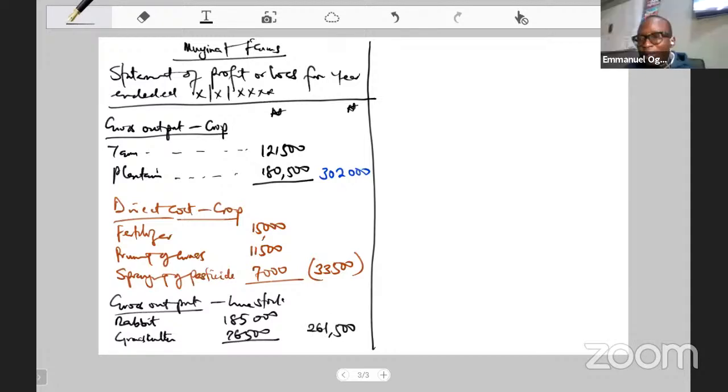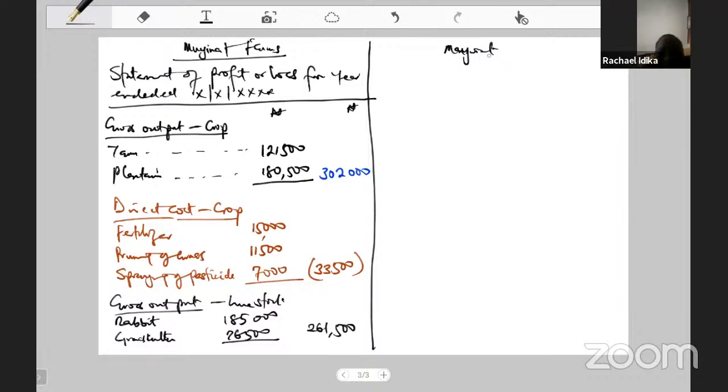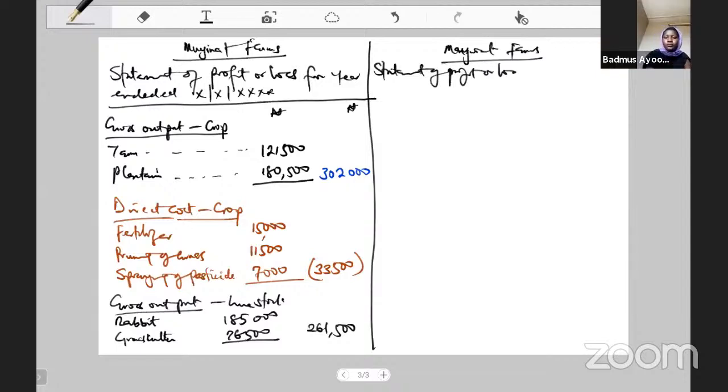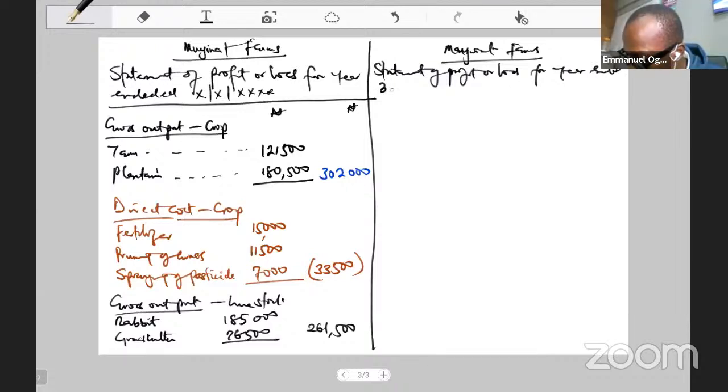So let's look at this. Let's assume this is an exam question, and you are finished on the first page. If you are coming back to this second page, you need to write the name of the company. Can you all hear me? Yes, sir. So now come here, May You Not Farms. Then what are we looking at? Statement of profit or loss for the year ended. Whatever is the date, we write it.